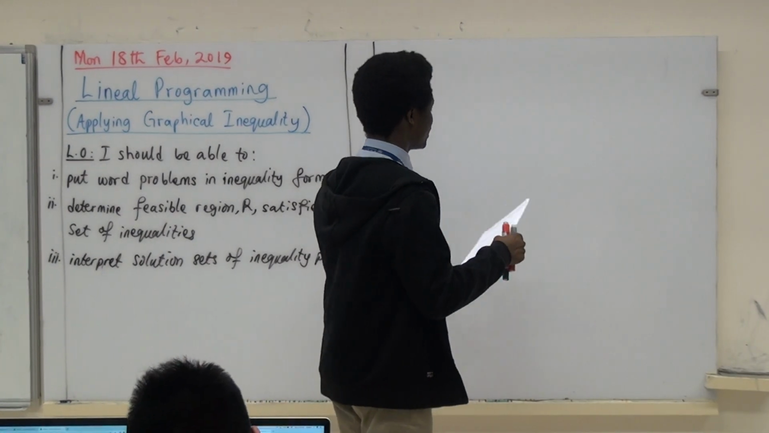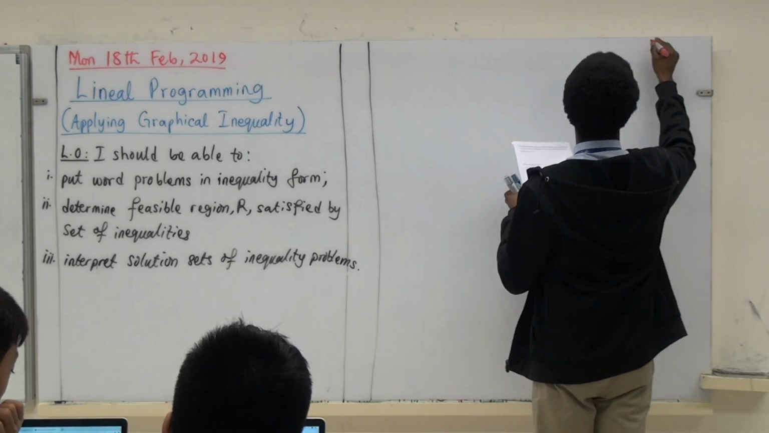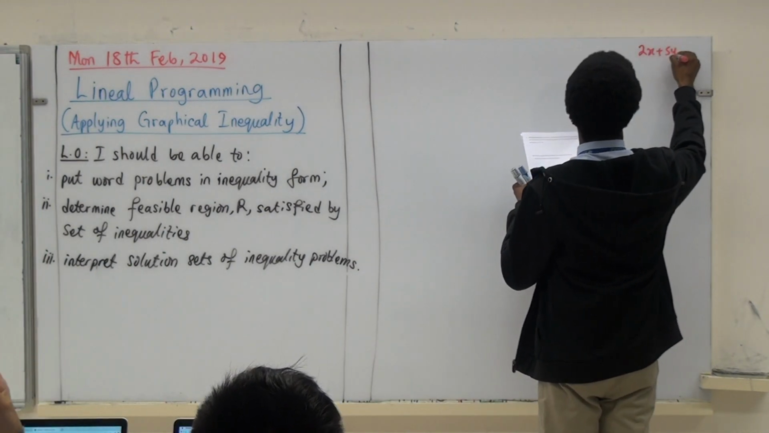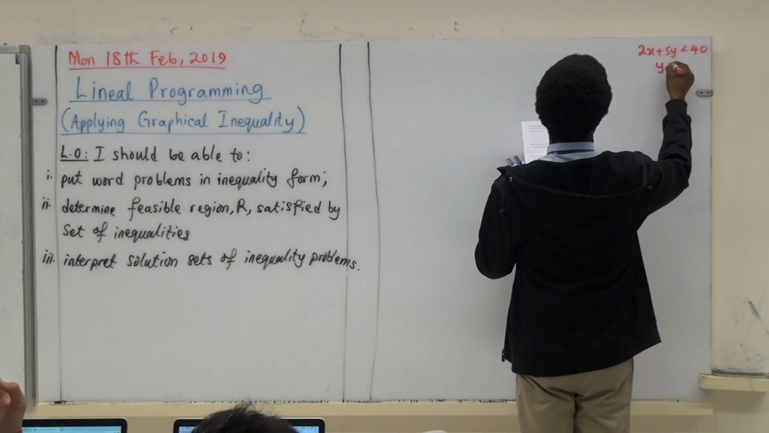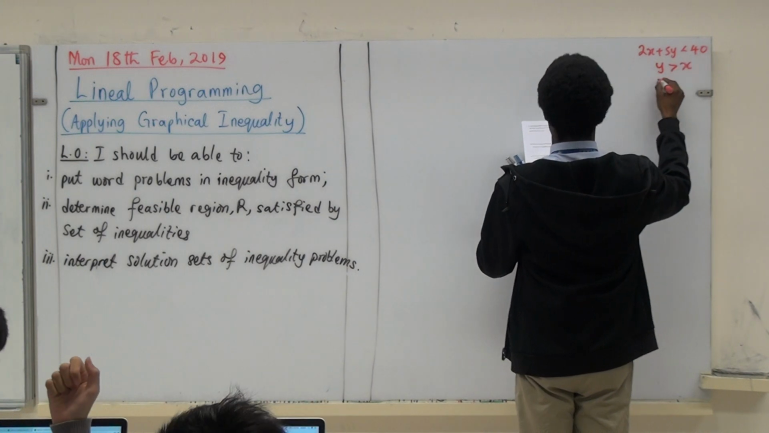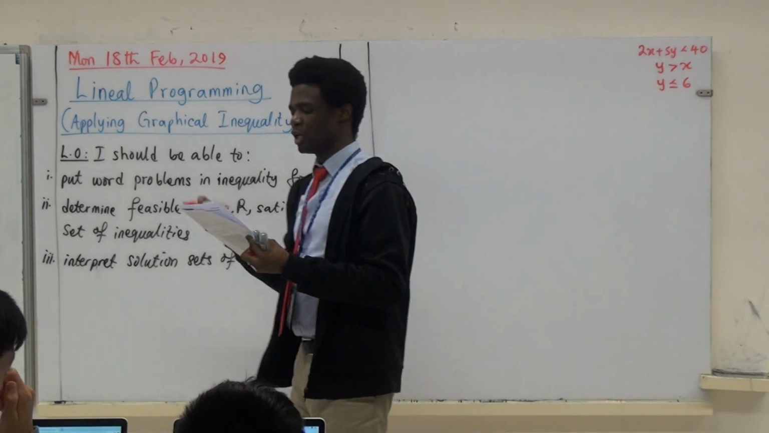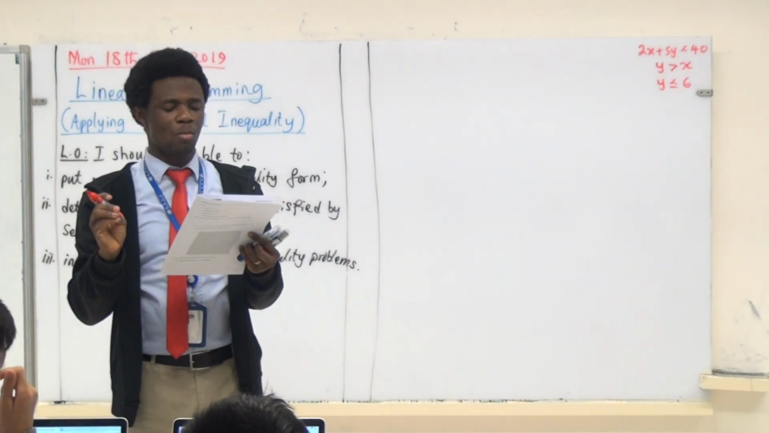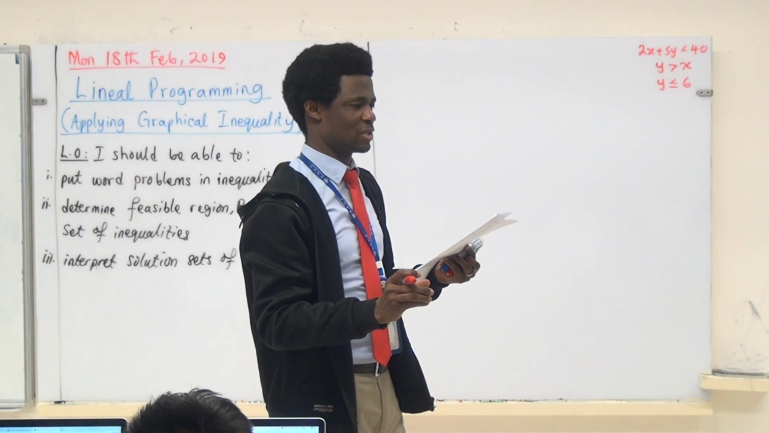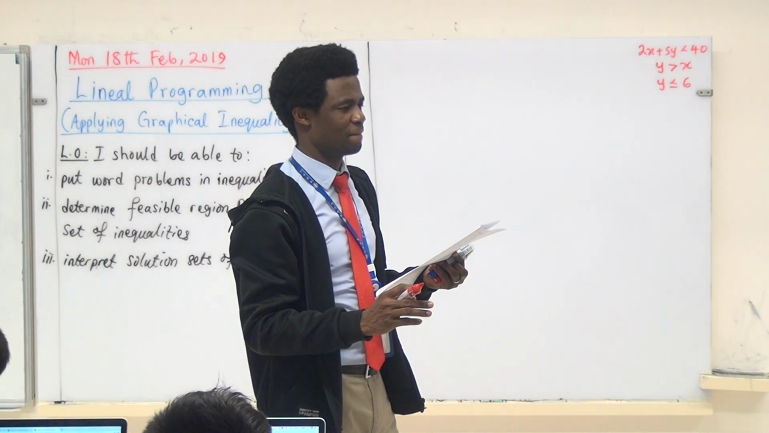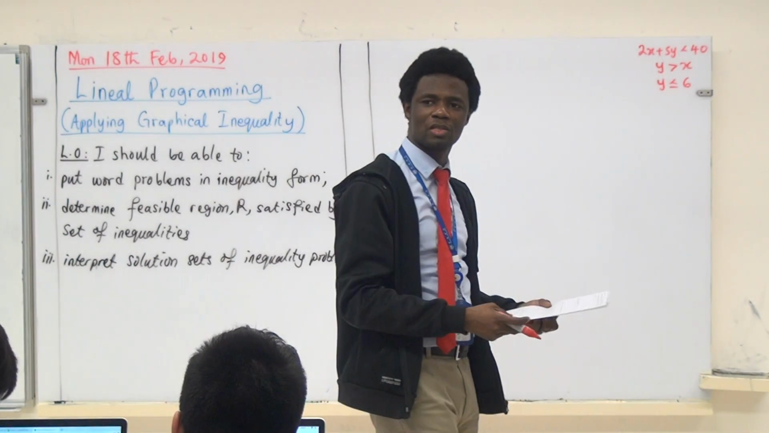What are the 3 inequalities that you are dealing with in question 6? What's the first one? 2x plus 5y less than 40. What's the second inequality? Y is greater than x. What's the last inequality? Y is less than or equal to 6, because it has no more than 6. No more than 6, what does that mean? It can be 6. It can be less than 6, but it can be 6. So that's less than or equal to 6.